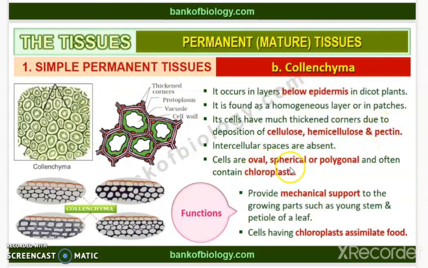And how are their cells? They are oval, spherical or polygonal and often contain chloroplast. And what are their functions? They provide mechanical support to the growing parts such as the young stem and petiole of a leaf, and along with that, the cells have chloroplast and assimilate food. So they have told in this point that it contains chloroplast, right? If chloroplasts are there, then the food substance will be prepared and it is used by the plants. That is why it is written as assimilate food.